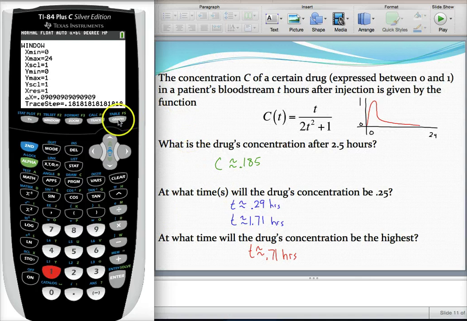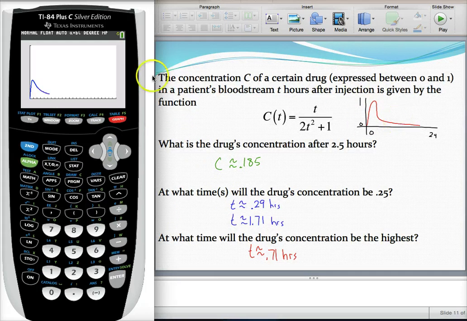So when we hit graph, we should see this kind of graph I sketched over here. There's sort of an initial spike of the medication as it's injected, and then it kind of fades away as our liver does its thing and clears out the drug from our system. So here's the graph we're going to look at. Let's go ahead and answer these few questions.